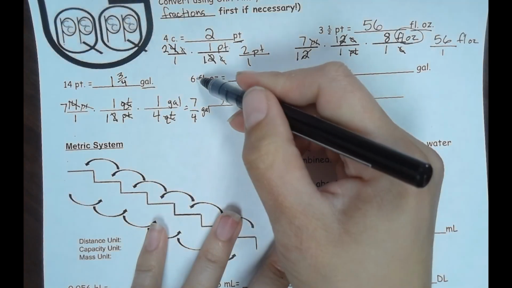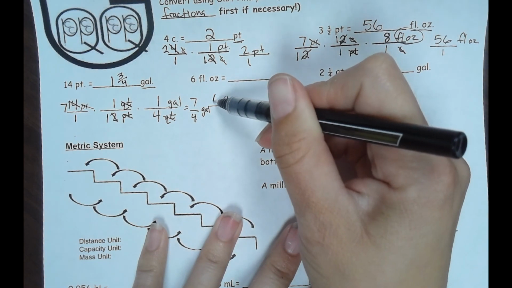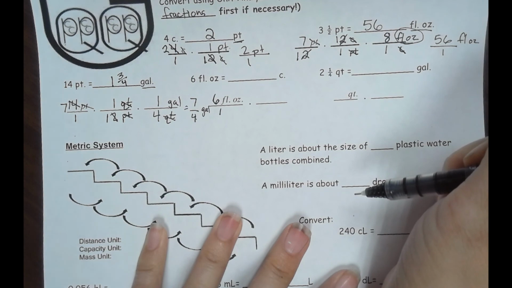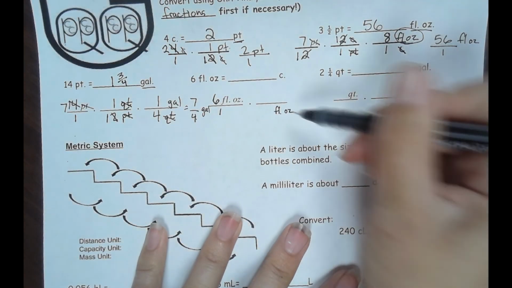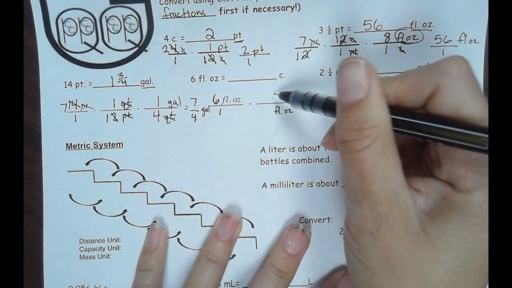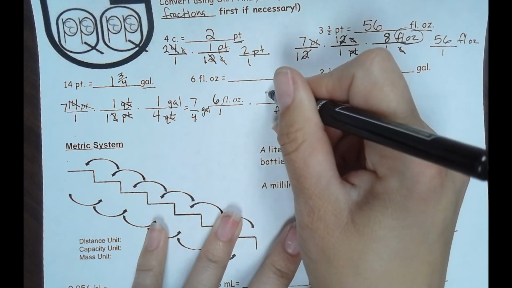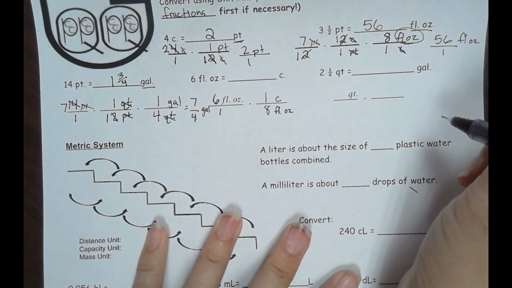Okay, 6 fluid ounces, and I want to turn it into cups. I know I have 6. I'm going to make that improper, so I'm going to put it over 1. 6 fluid ounces. I want to cancel out fluid ounces, so I want fluid ounces on the bottom. Now, how many fluid ounces are related to cups? A cup is made up of 8 fluid ounces, so 1 cup equals 8 fluid ounces.